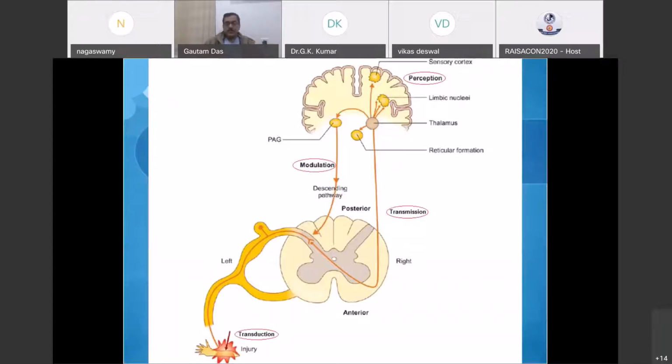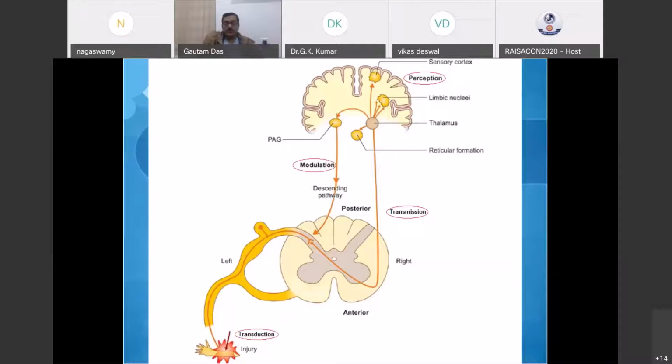So transduction means the transformation of one kind of energy into electrical energy. Three kinds of energy can be converted into action potentials. What are those three kinds of energy? Number one is mechanical energy, number two is thermal energy, and number three is chemical energy. Basically these three types of energy we call noxious stimuli. So there are three kinds of stimuli: chemical, thermal, and mechanical.